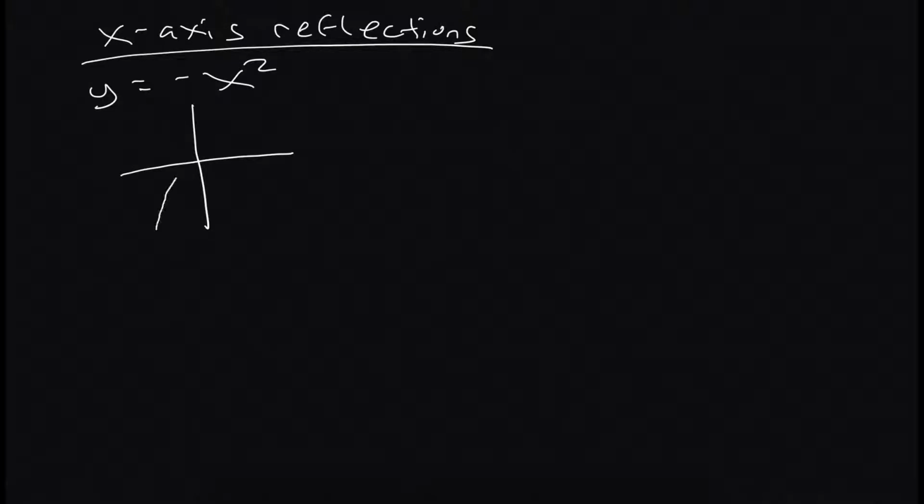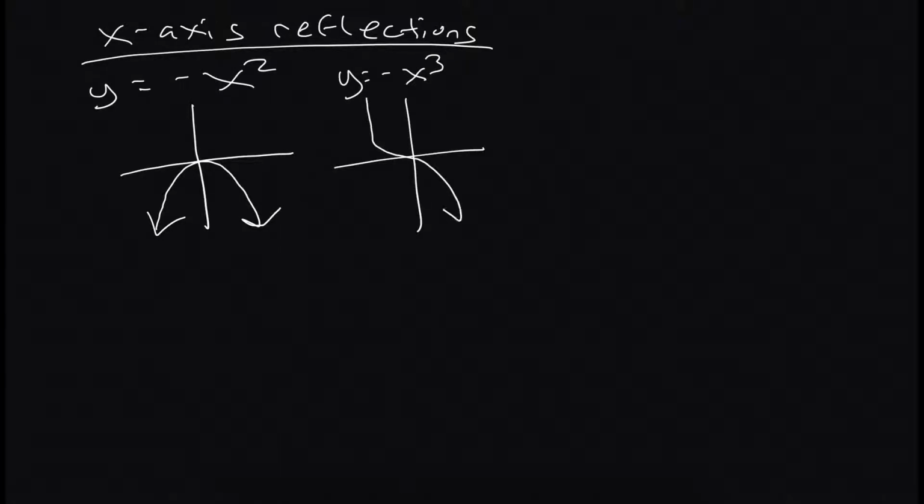What that does to a graph is it reflects it about the x-axis, so it gives you the mirror image about the x-axis. So we still have our U-shape, but now it's going to be upside down. So x-axis reflection, a negative out front, just flips it upside down. If we were to look at negative x to the third, that's our snake graph, but flipped upside down.